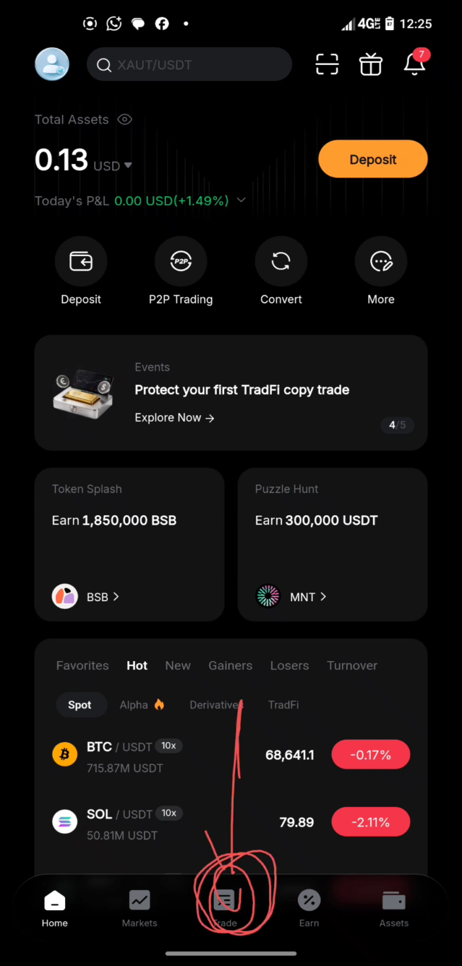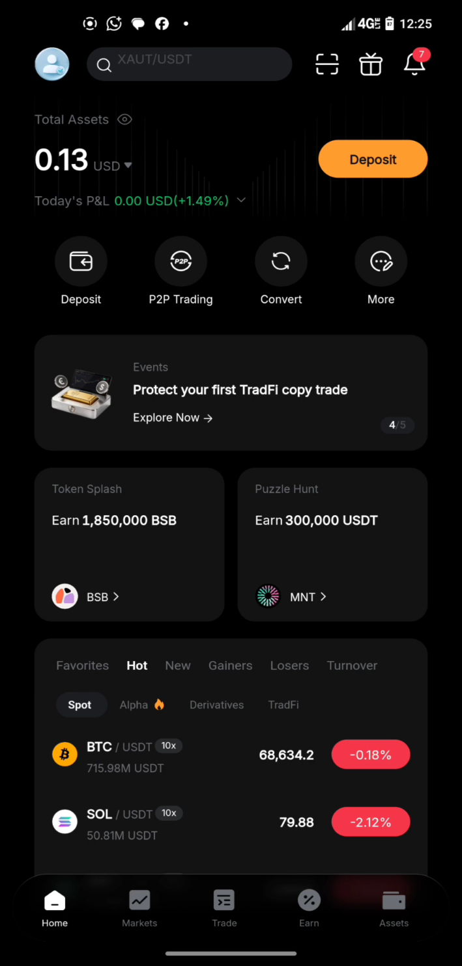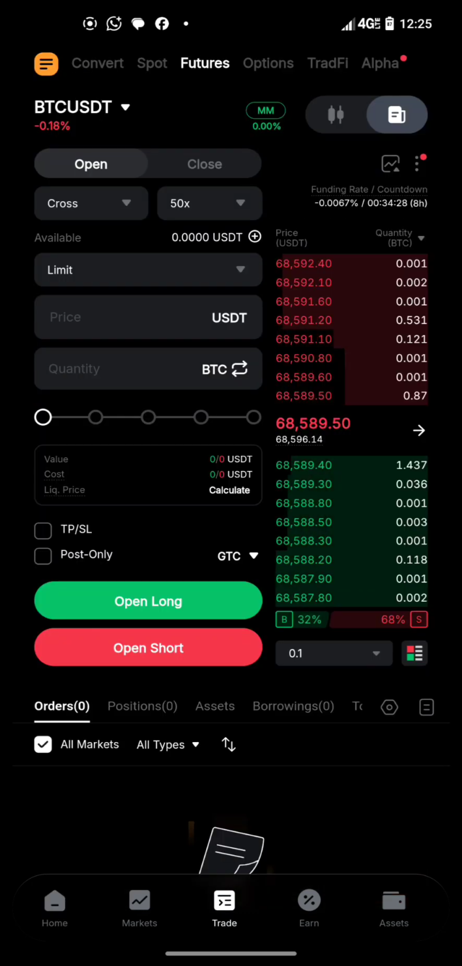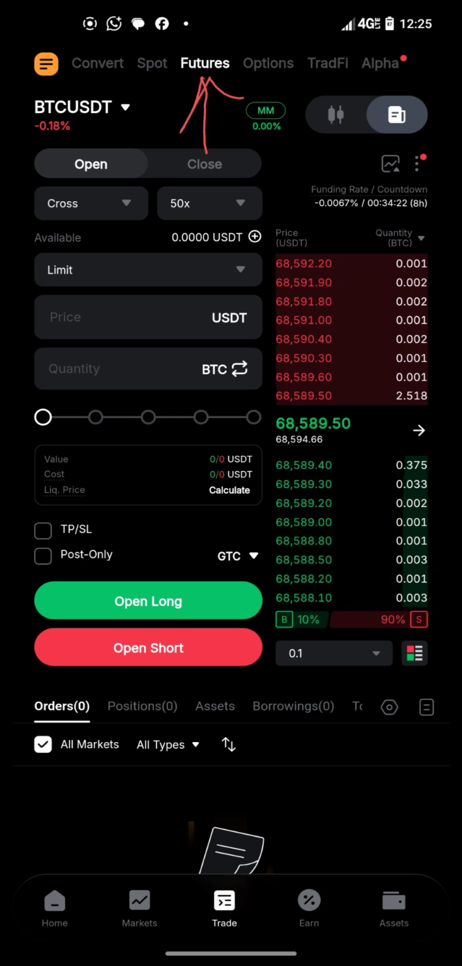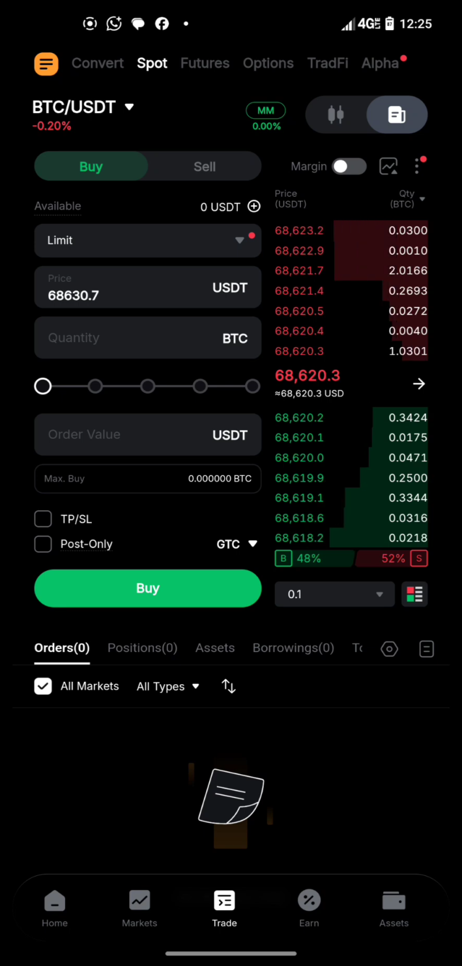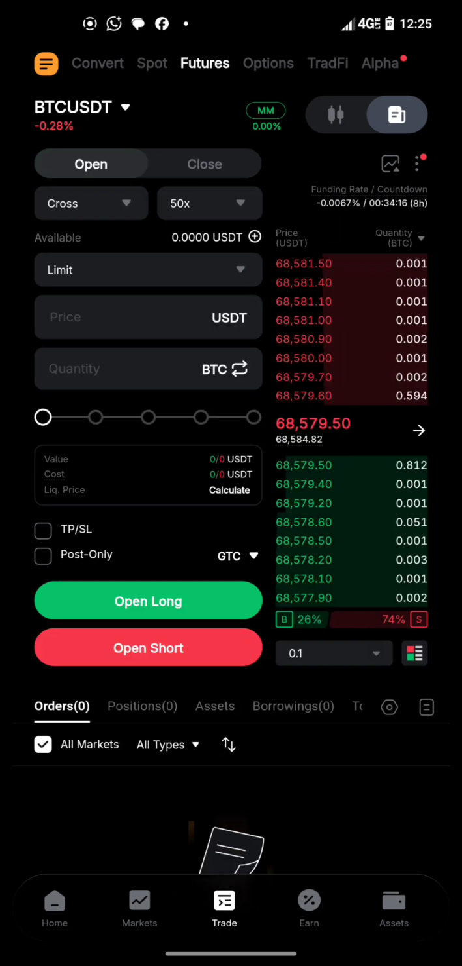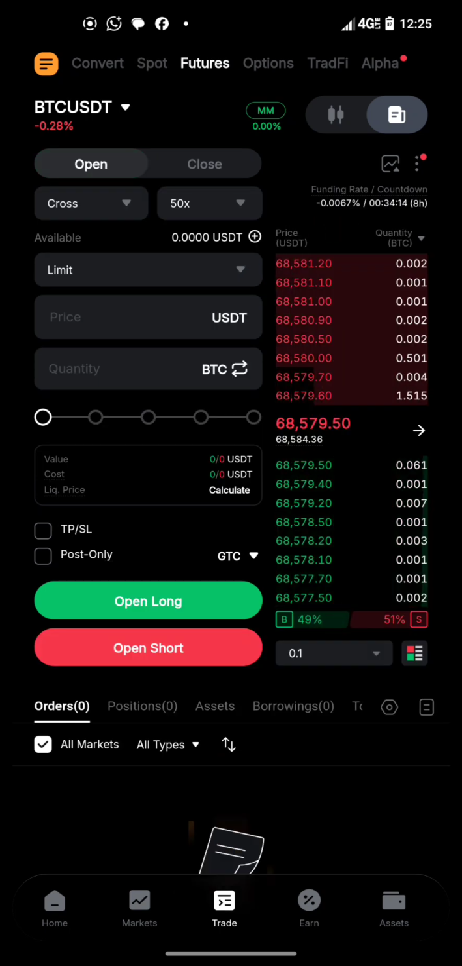You can see it at the center here. Then when you click on that, the page is already on futures. If you look at the top here, you can see it's on futures. Most times it will be on spot, but you have to move it to futures. Okay. Now, for what we have here, you can see the leverage.